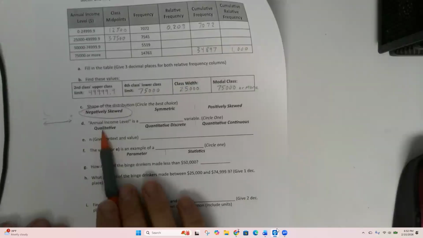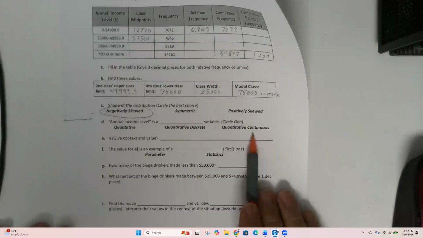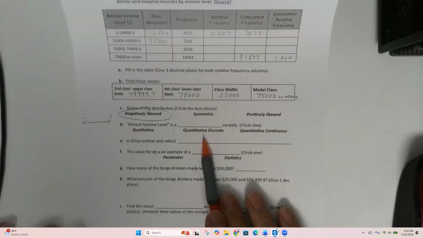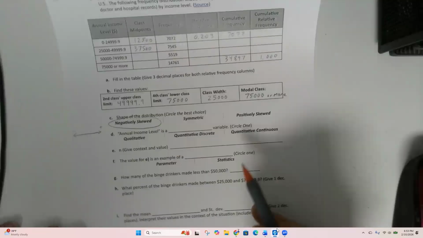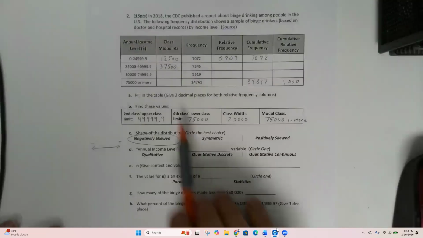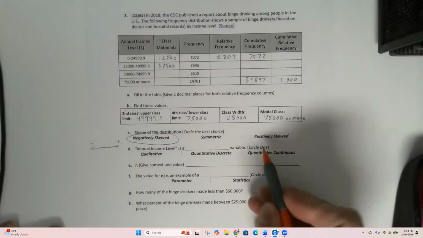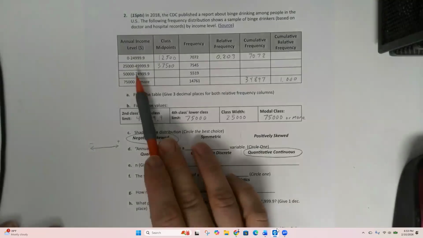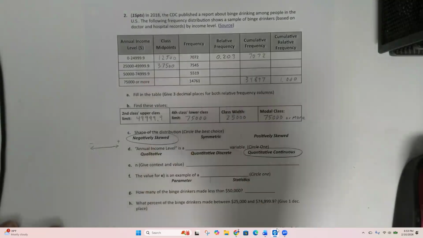Whatever. Is annual income level qualitative, quantitative discrete, or quantitative continuous? Gabby says it's quantitative discrete. Mary says continuous. I need a tiebreaker. Kelly says continuous. So are we allowed to have decimals when we're looking at income? Yes, we are. You can actually see that there are decimals in there. Someone can make $74,999 and 93 cents, right? That's fine.